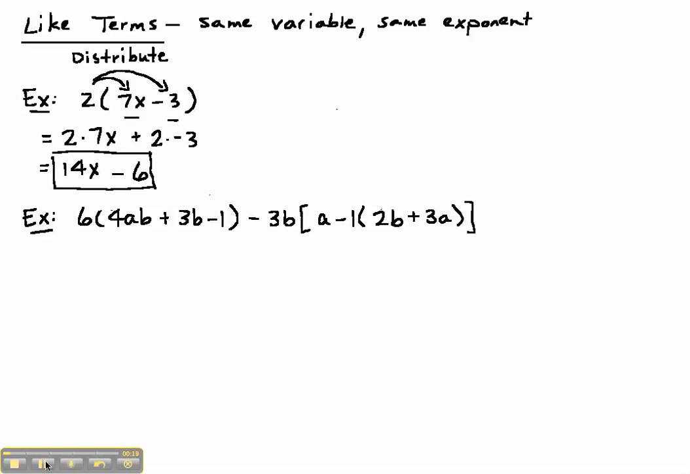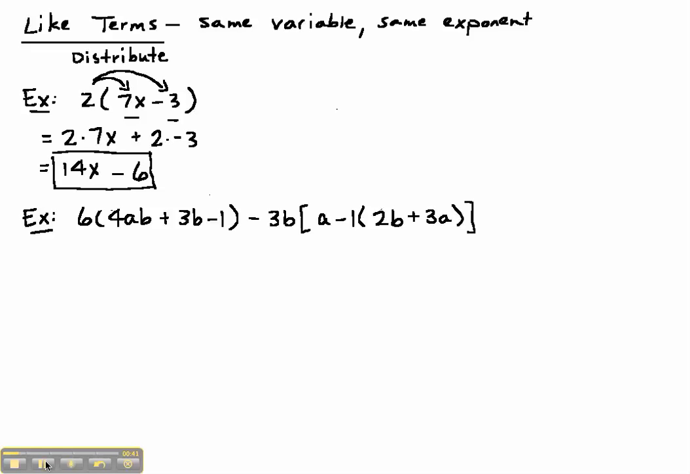So we first look at like terms, and in the reading you should have read that like terms must have the same variable and the same exponent. So if one term has an x and the other term has a y, they are not like terms and we cannot combine them. So in the first example, I've already worked this out.